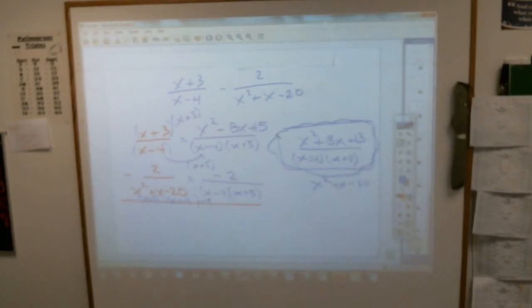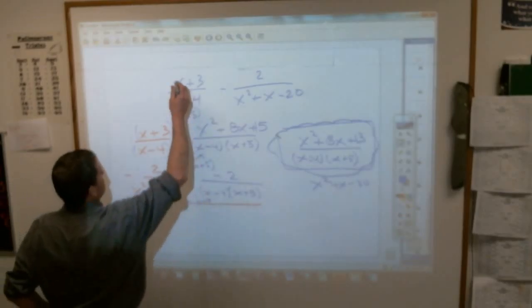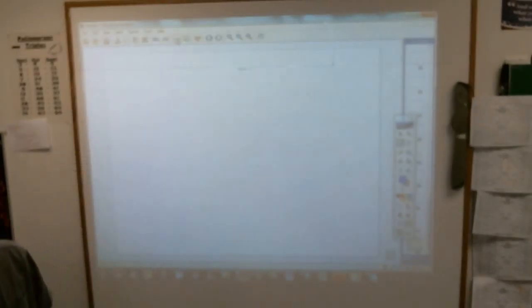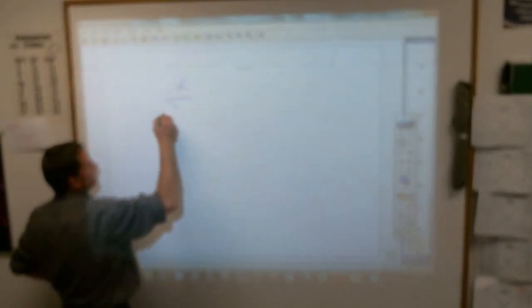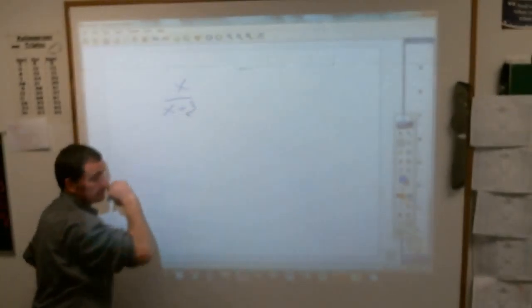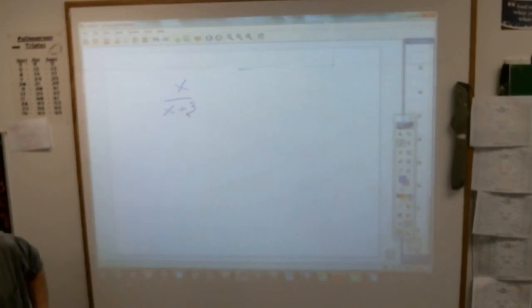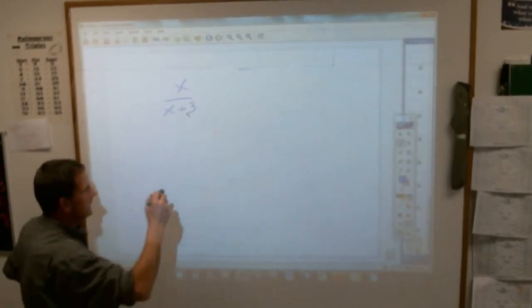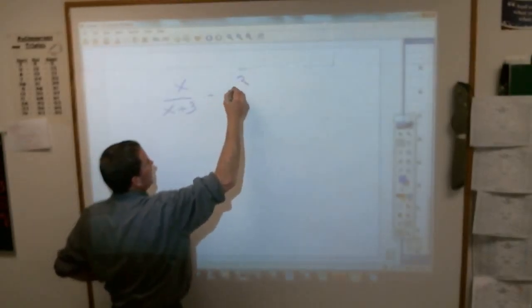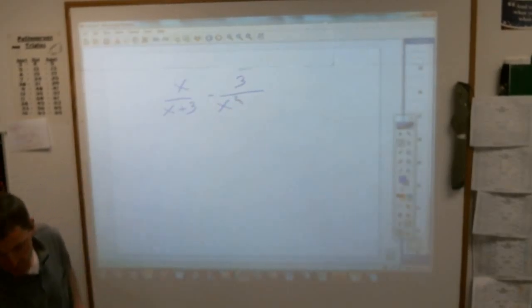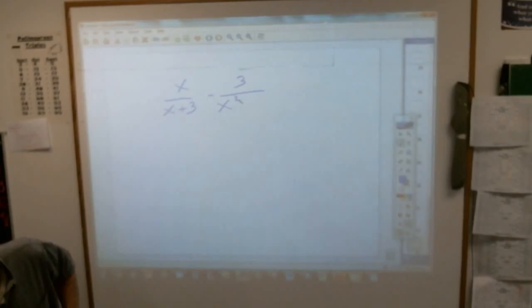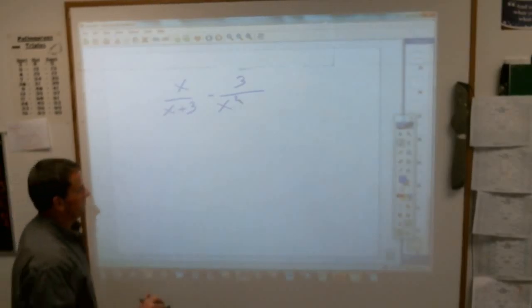Sure, why not? Here. How about this one? One exciting problem here. x over x plus 3 minus 3 over x squared plus 5x plus 6. I thought we were doing something else today. I was a little more excited about it, but this is not.